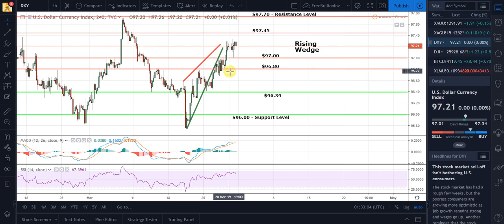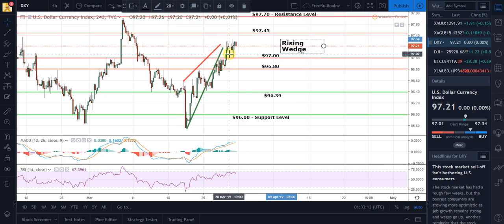Today is March 30th, and I'm doing a review and outlook for the US dollar. This is the US dollar's 4-hour chart. In review of last week's video, I'd shown you this rising wedge pattern in the US dollar's price chart. It is a negative pattern, and early in the week, the dollar did break it.